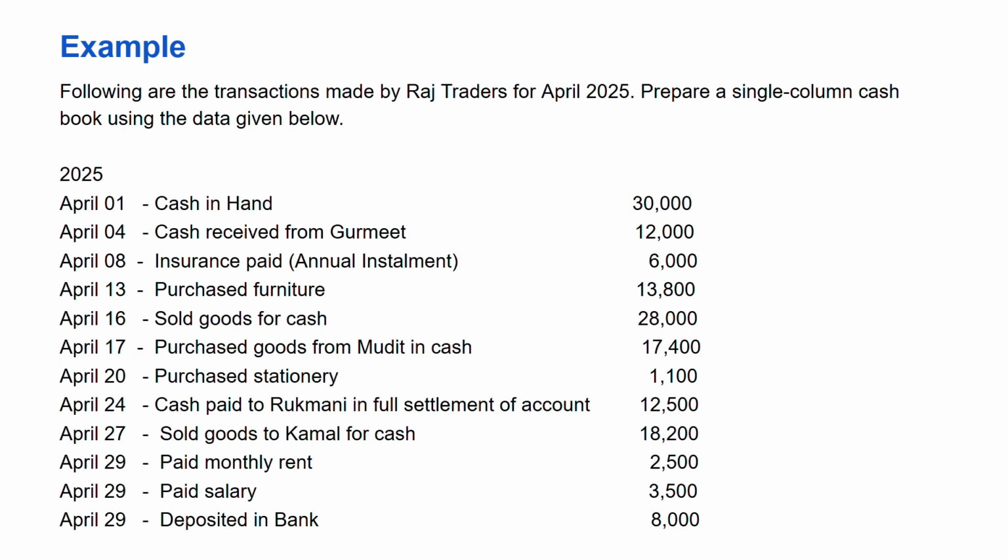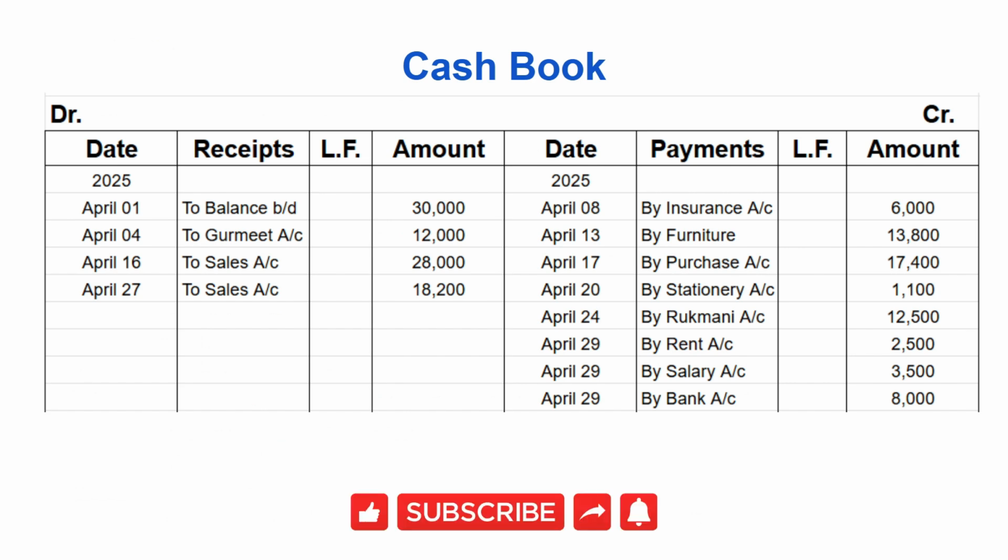Let's see how we'll record it. Credit side, April 29, by bank account 8,000 rupees. Cash goes out of the business. So on the credit side, we record by bank, that is corresponding entry, and 8,000 rupees.